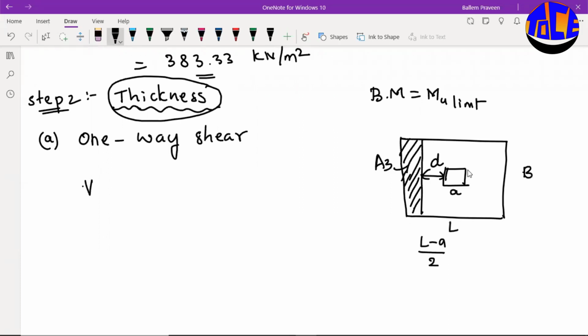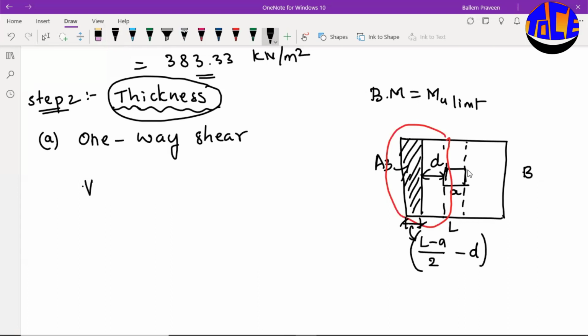So it will be this portion, only this portion. You will get only this portion, right? And from this you need to deduct the D value, so it will be minus D. Now you will get only this portion. So this value is L minus A by 2, and from this, if you deduct D, you'll get this shaded length, right?